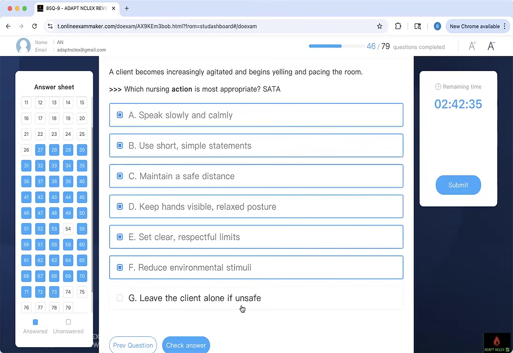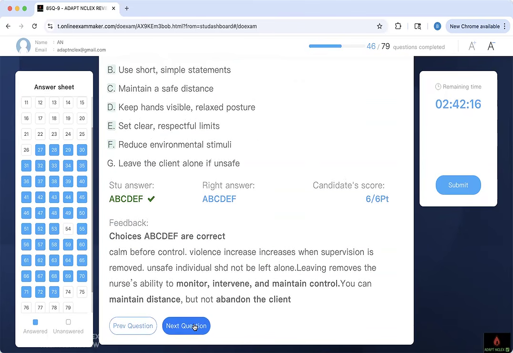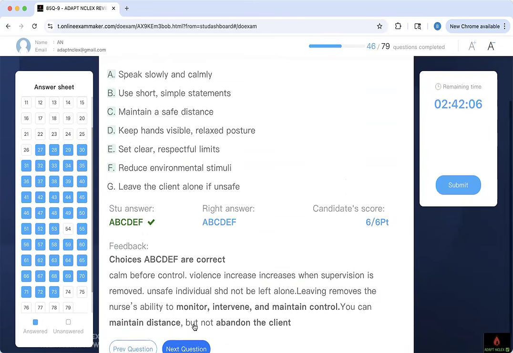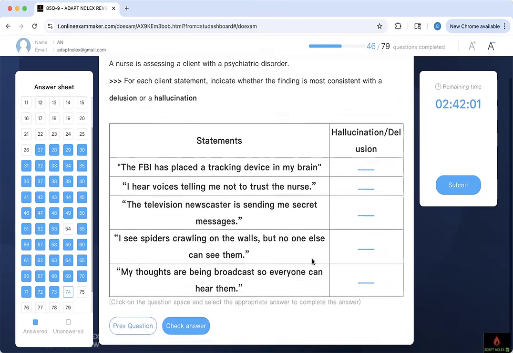And this is a trap. Don't leave them alone. If you leave them alone, it can cause harm. When somebody is agitated, it's better to watch them and see what is going on. Leaving always seems like the best thing, but no, they may cause harm to themselves or somebody else. So never do that. And I'll give you the explanation. Calm before control. Don't abandon the patient. Leaving them, basically, you can't monitor them anymore. You can't intervene. You cannot control them. The question says which action is appropriate. You should not leave them alone.